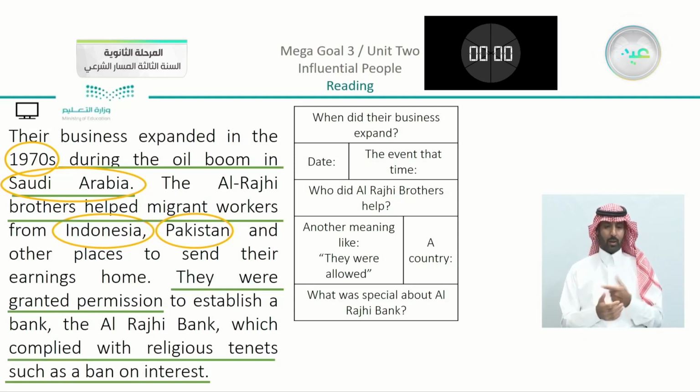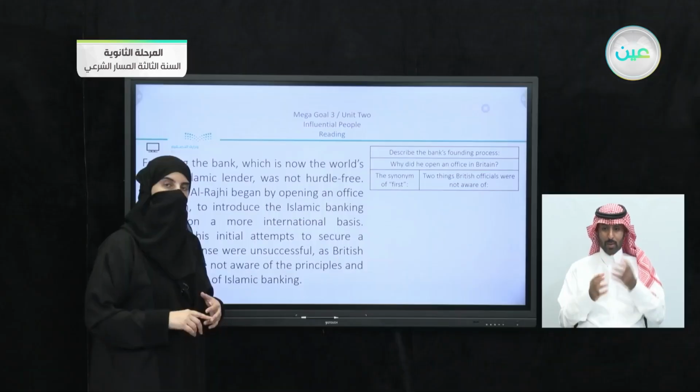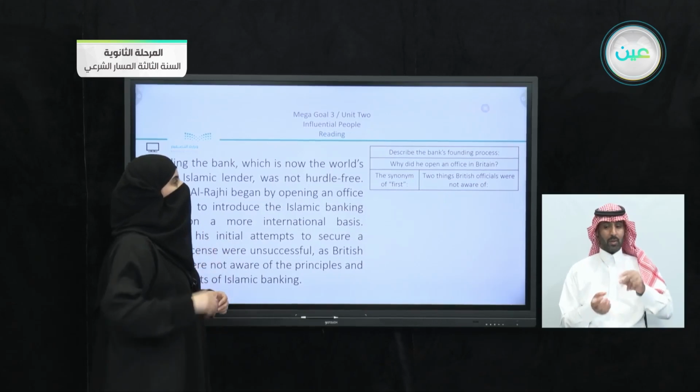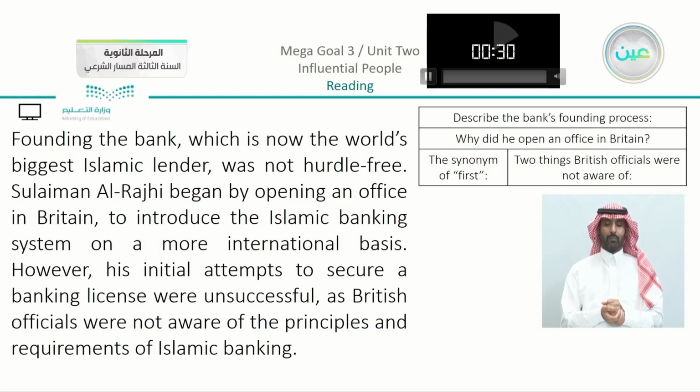Now moving on to the third slide, the third part. We have the questions, describe the bank's founding process. We have the question, why did he open an office in Britain? This is something interesting. We have the synonym of first, and 2 things British officials were not aware of. So we're going to start.